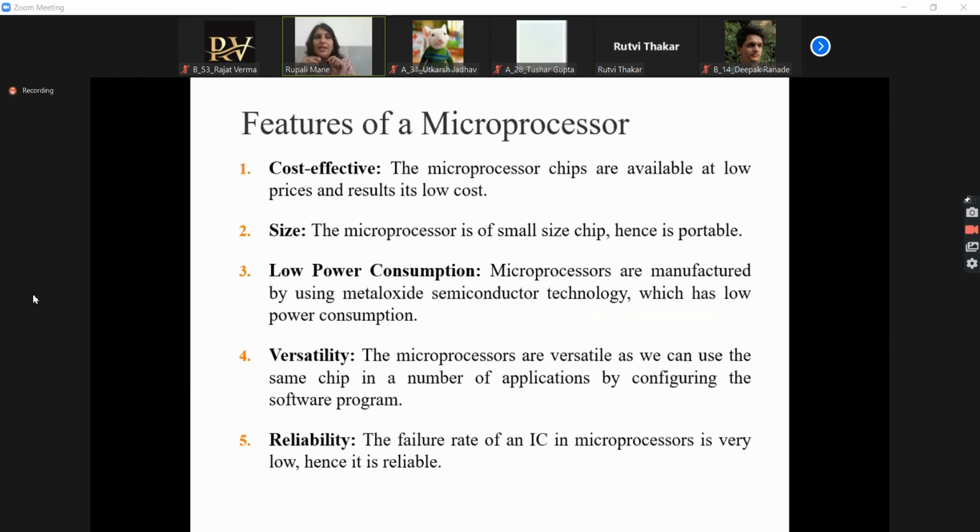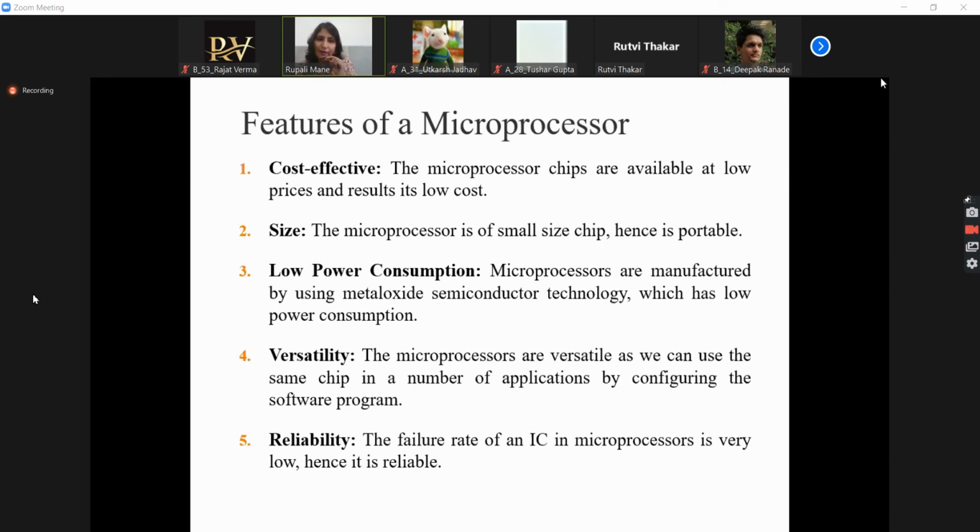Okay. So now these are some of the important features of the microprocessor. The microprocessor is cost effective. The microprocessor chips are available at low cost. That's why the cost of any project is low. It's because of the low cost of the microprocessor. Then size, the microprocessor is a small chip, hence it is portable. आप माइक्रोप्रोसेसर को उठा के कहीं पर भी लेके जा सकते हो. Then it has low power consumption. It is a digital device, and it uses metal oxide semiconductor technology. So that's why it has low power consumption.